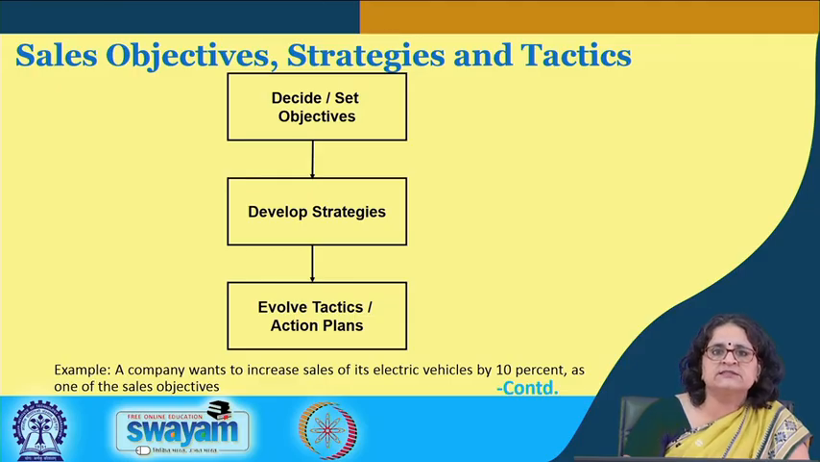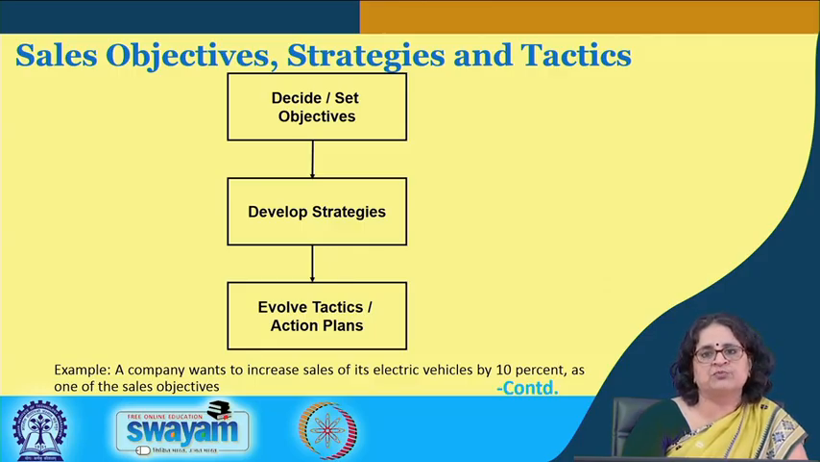So you have here the tactics which actually help achieve your strategies and which are going to help achieve your objectives. You set your objectives. From those objectives you develop your strategies, and from those strategies you have to evolve your tactics or your action plans, so that the action plans can help achieve the strategies, and the strategies would help achieve the objectives that the company wants to attain.